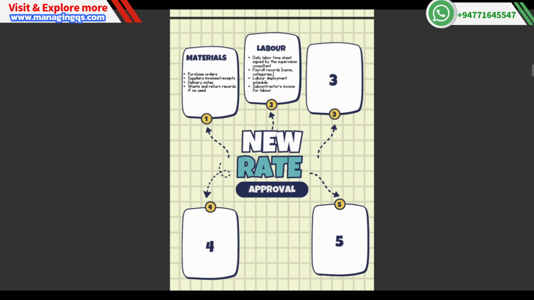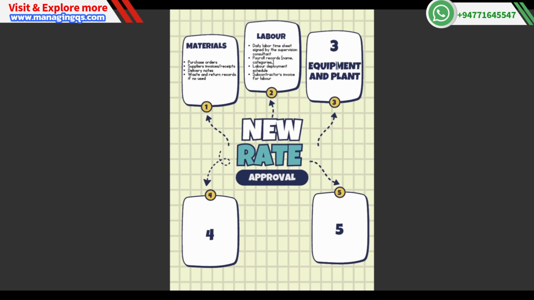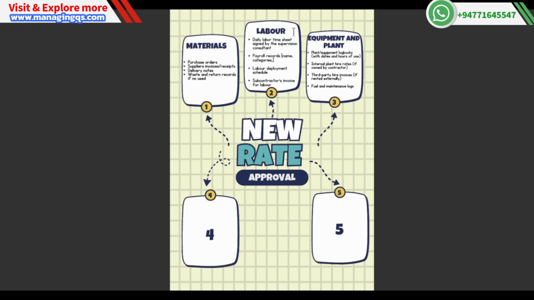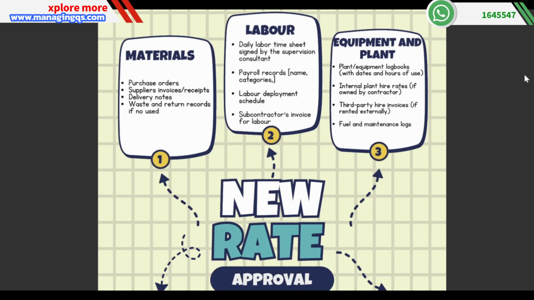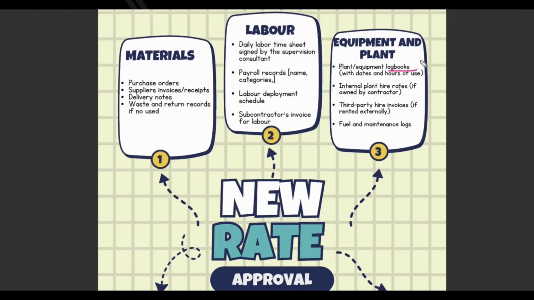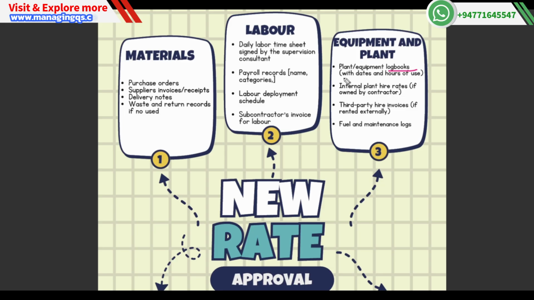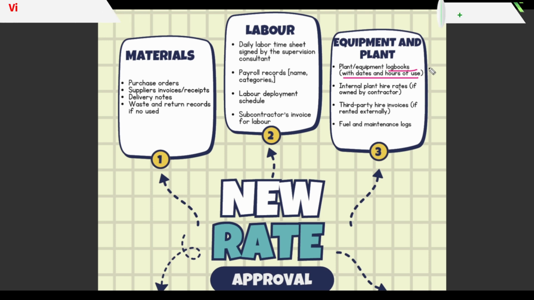Alright, so the next one is the same like this. We can say the equipment and plant related cost supporting documentation. Under this topic we can discuss some important items or documents. Under the equipment and plants, you have to ensure all the plant or equipment logbooks that we use in our additional, provisional execution of work. This logbook should include dates and hours of use with the supervision consultant signature. So that's a very important first point.